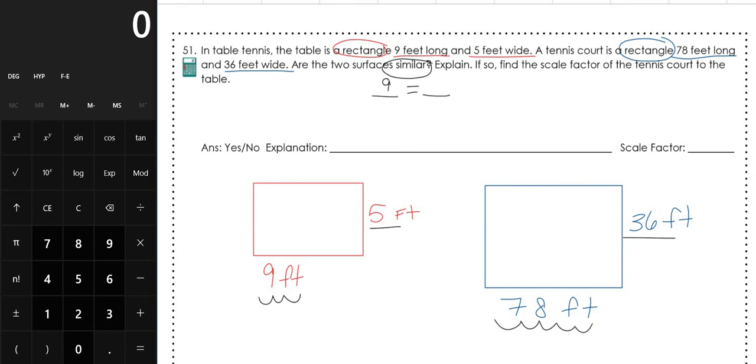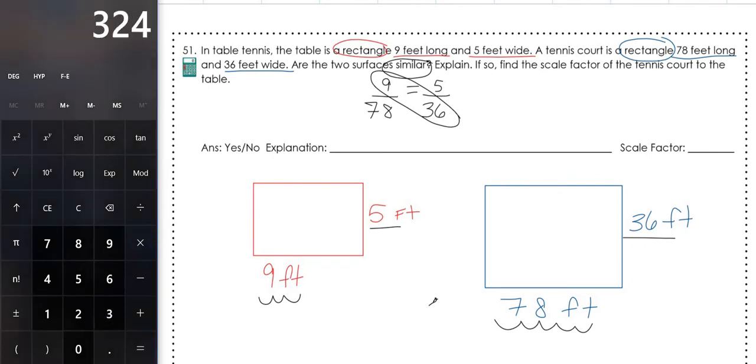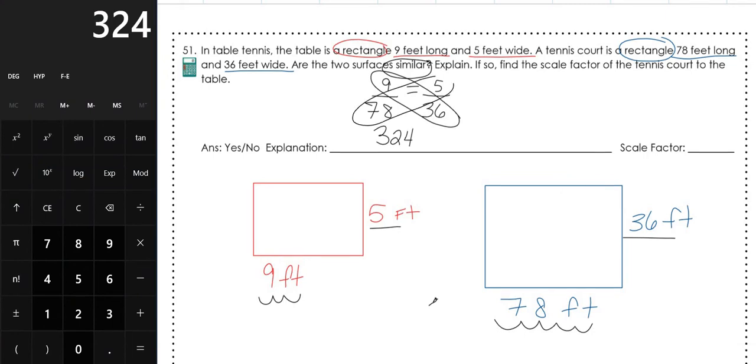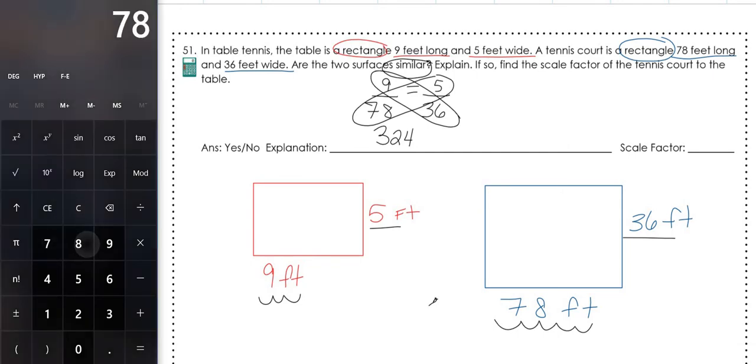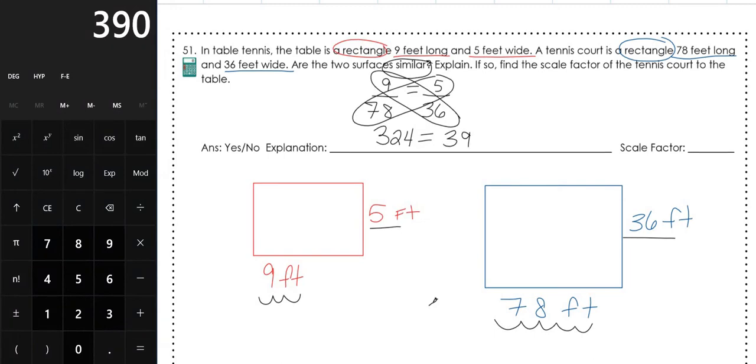So 9 over 78, and then we have 5 over 36. Now we can cross multiply and check to see if we get the same amount on both sides. So if I cross multiply 9 times 36 in my calculator, I get 324. Going to do the same with the other side. 78 times 5. And we get 390. Those are not equivalent.